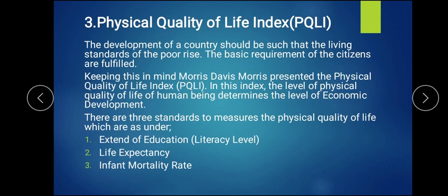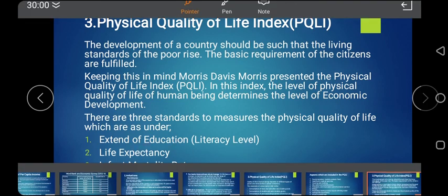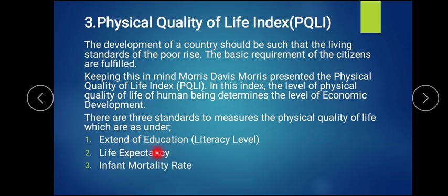So let's start with the indicator here. This particular PQLI has been presented by Morris David Morris, and it says there are three standards which help us measure physical quality of life: the literacy level, that is the extent of education, then life expectancy, and the infant mortality rate.